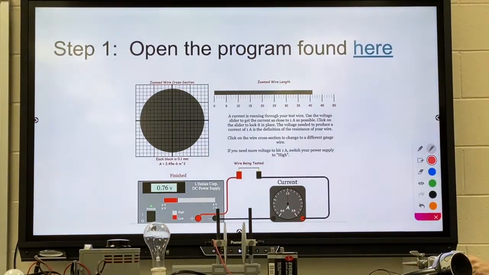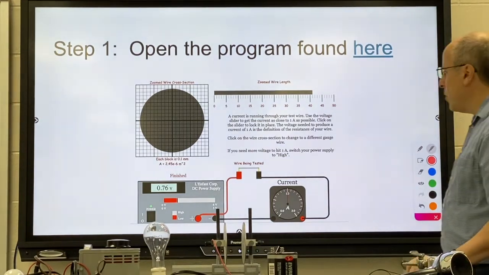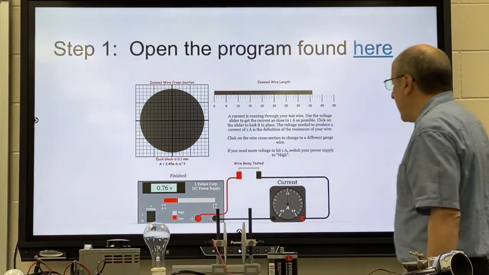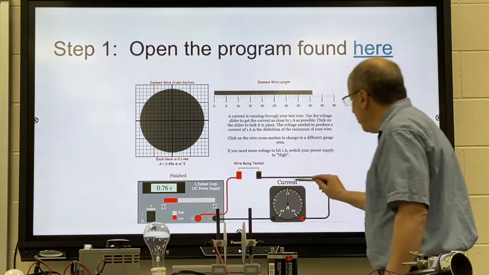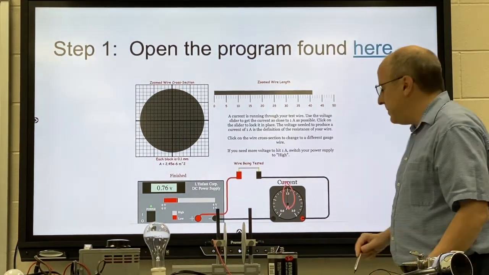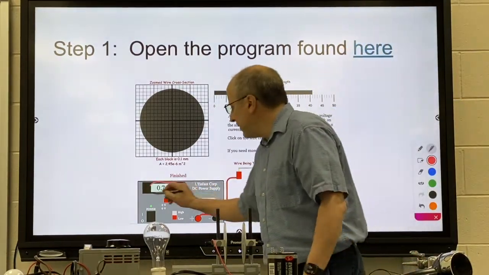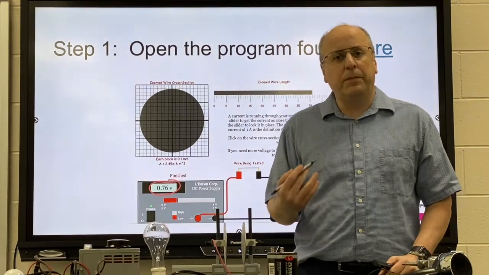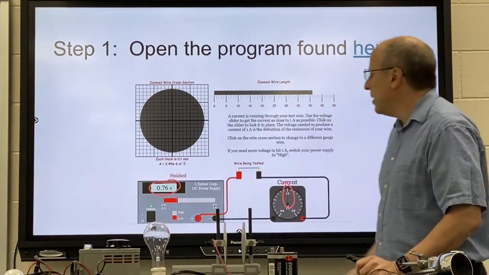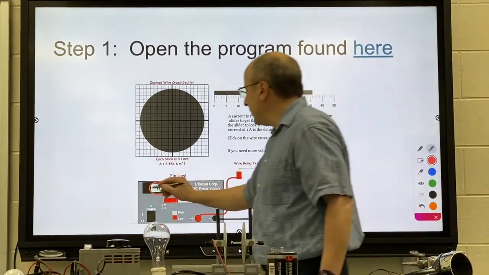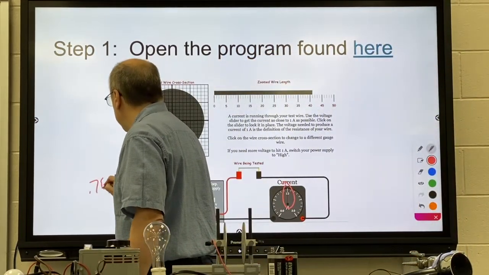So what you're going to do is open up a program. You're going to have a variable voltage power supply, and you're going to have a current meter. Your job is to get the current meter to read 1 amp. When you're at 1 amp, whatever the voltage is, that will be your resistance. So for instance, in this case, you can see we're at 1 amp, so the resistance would be 0.76 ohms.